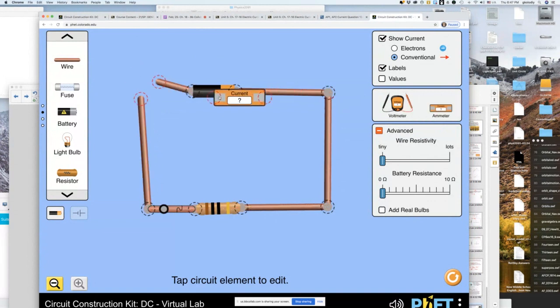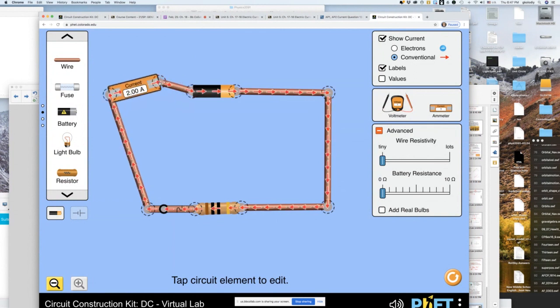So in any case, if you want to measure the current, you must break the circuit, put in between here an ammeter, and there you measure the current. And this is Ohm's law. Don't forget, the battery was 20, this was 10, so 20 divided by 10 is 2 amps.